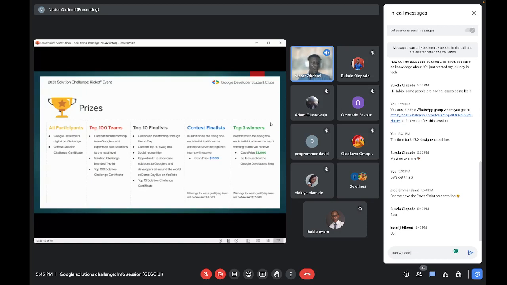Google wrote a blog post about us, which I think is really cool. So that's an opportunity to gain worldwide recognition, right? You also have the opportunity to showcase your solution to Google developers all around the world, and that falls back down to the demo day. And you get the top 10 certificate as well.